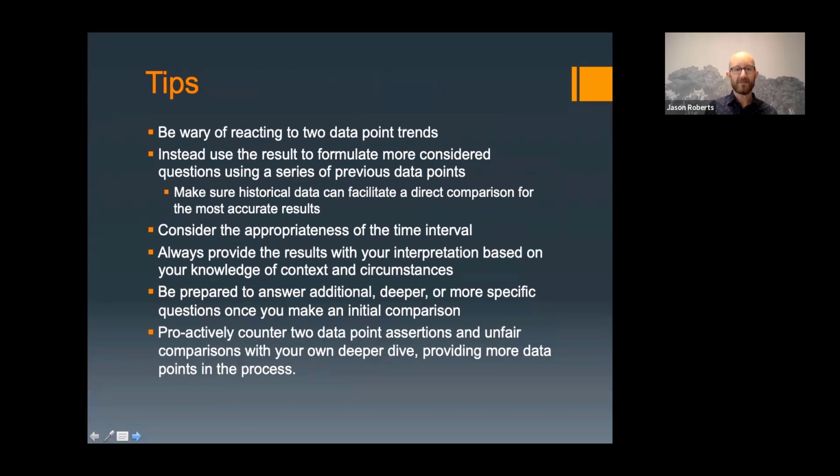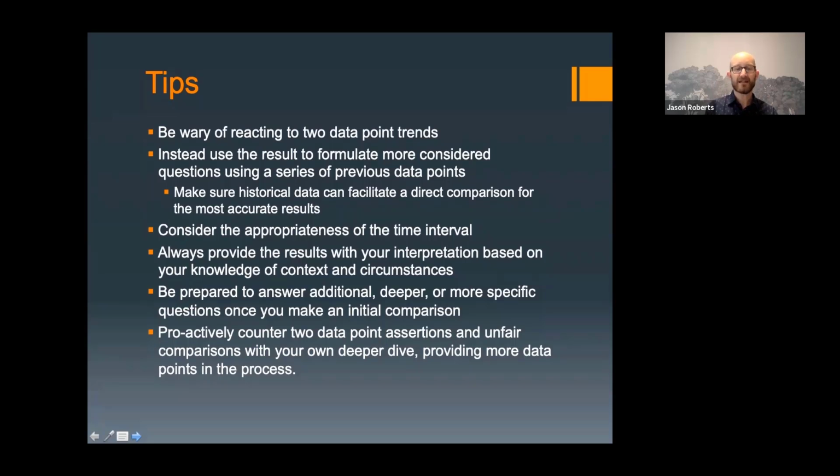So finally, tips on what to do with your data. Be wary of reacting to two data point trends. I've given you plenty of examples. You can certainly be alert to something, but don't make a policy change or reverse a policy change just because you see something happening from one data point to another. Instead, use the result to formulate more considered questions using a series of previous data points. I've spotted this, I'm going to keep an eye on it. Maybe I'll also put this trend in context and look back further and see if it really is a trend or if it's nothing.